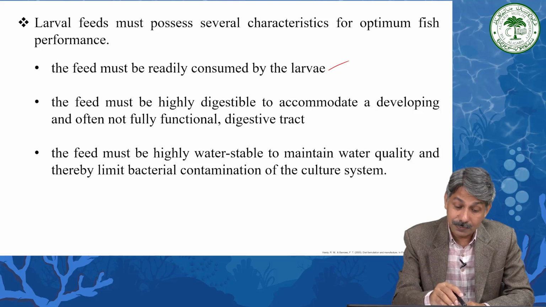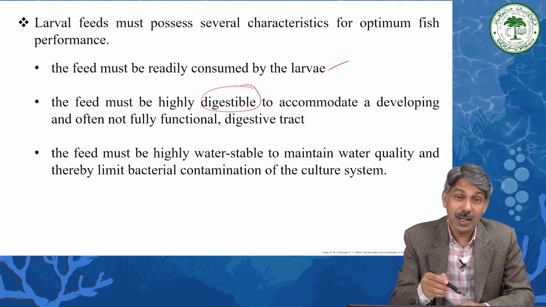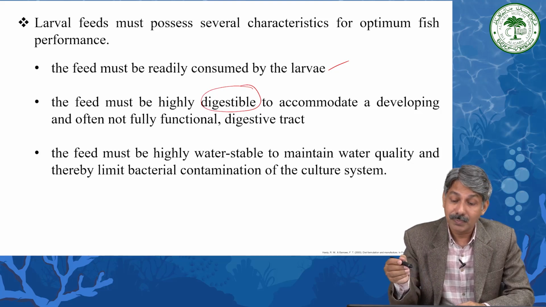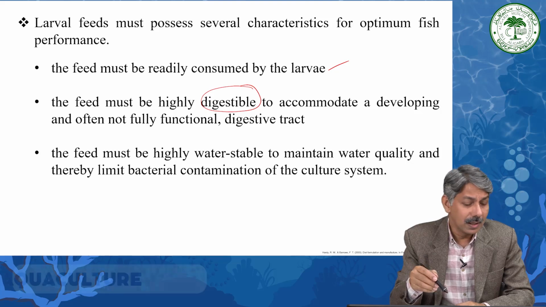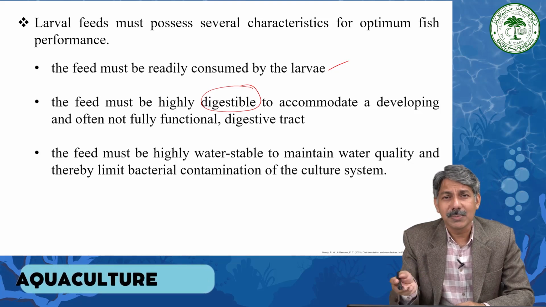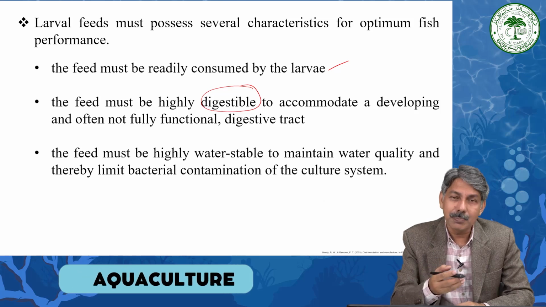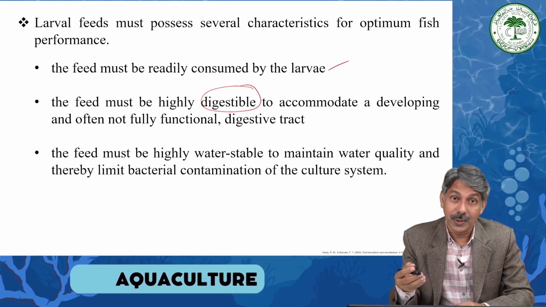The feed must be highly digestible because they are very young, they are very tender. Their digestive tract may not be fully functional. So accordingly, you will have to provide food which is highly digestible. As in case of many animals, even in case of humans, we have different types of diets for the growing child.